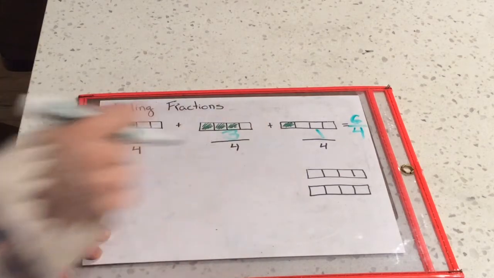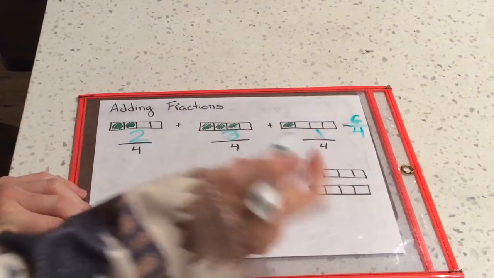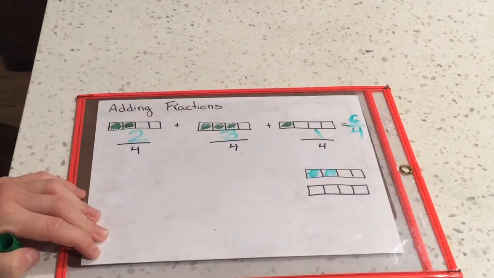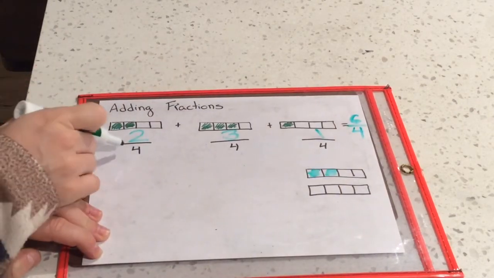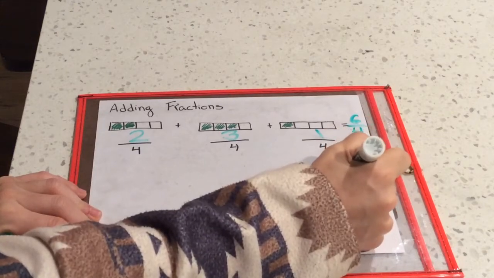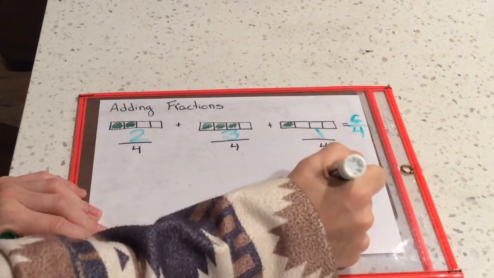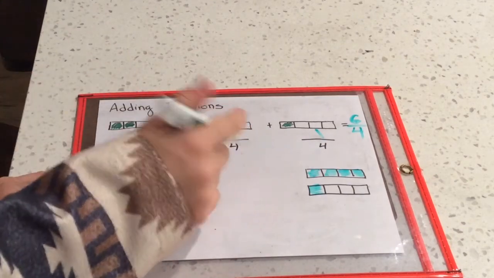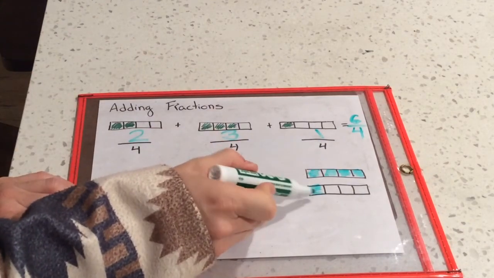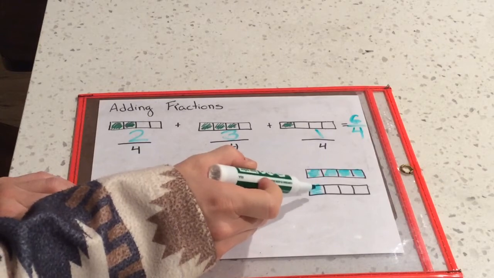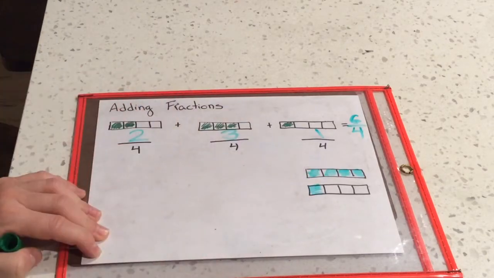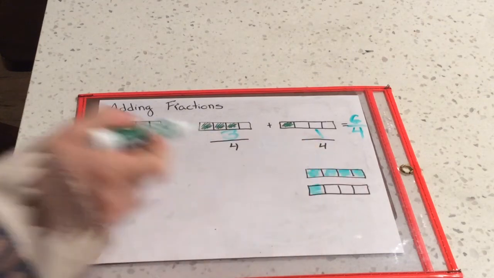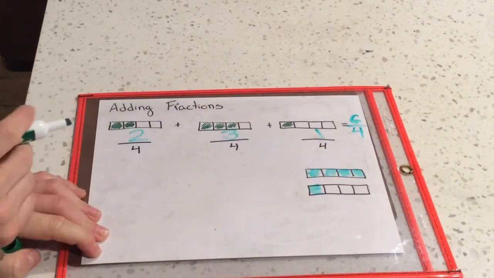If I wanted to put that into a model using fraction strips here, I have 2/4 shaded in. I'm going to add 3 more to it, so 1, 2, 3. As you can see, I've already gone past 1 whole. I'm now into my second set of fraction strips that is indicating that I'm greater than 1 whole. I've already filled in 1 whole fraction bar, and I have 1 more fourth to add.